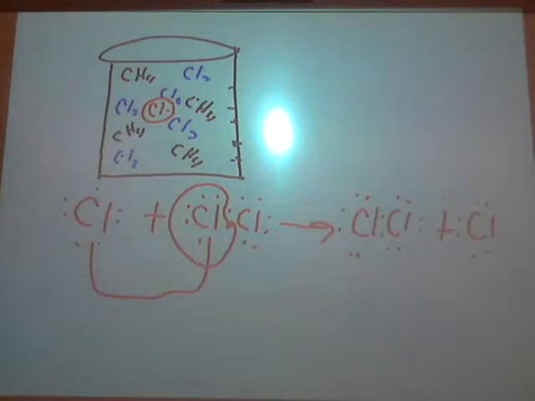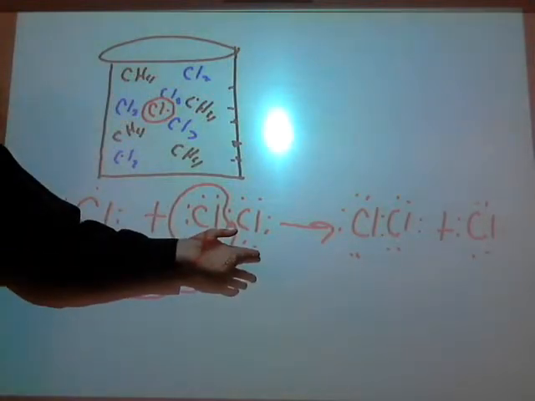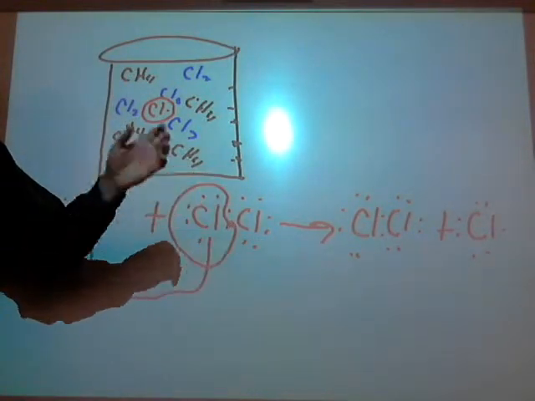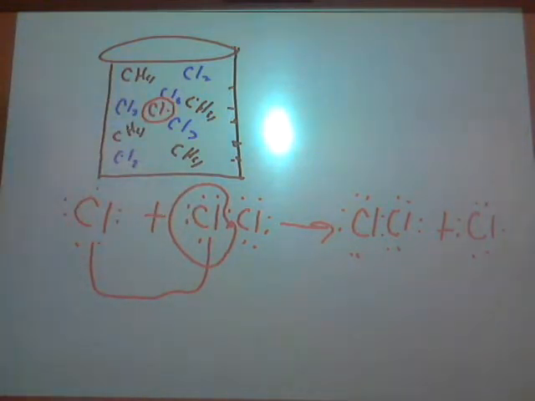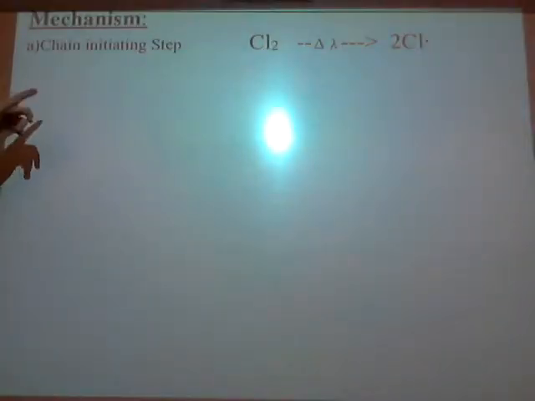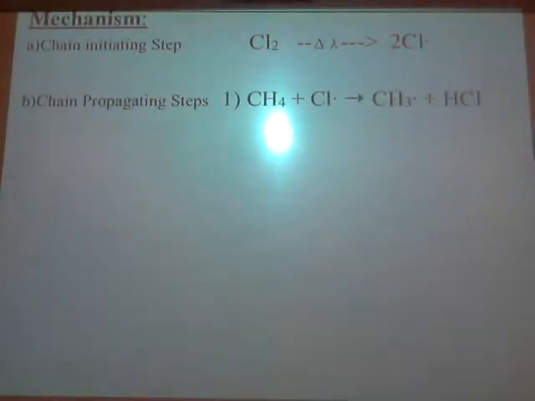Could happen, and probably does. But you never know if this guy happened because you just regenerate the same thing anyway. The other 50% of the time, he's going to hit these guys, right? Let's see what happens there. That's more important. That is what's called a chain propagating step.